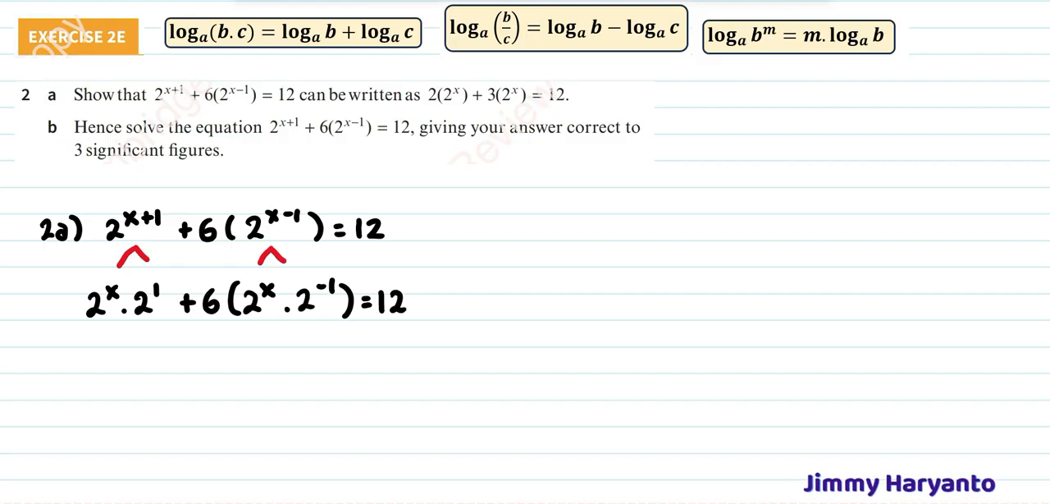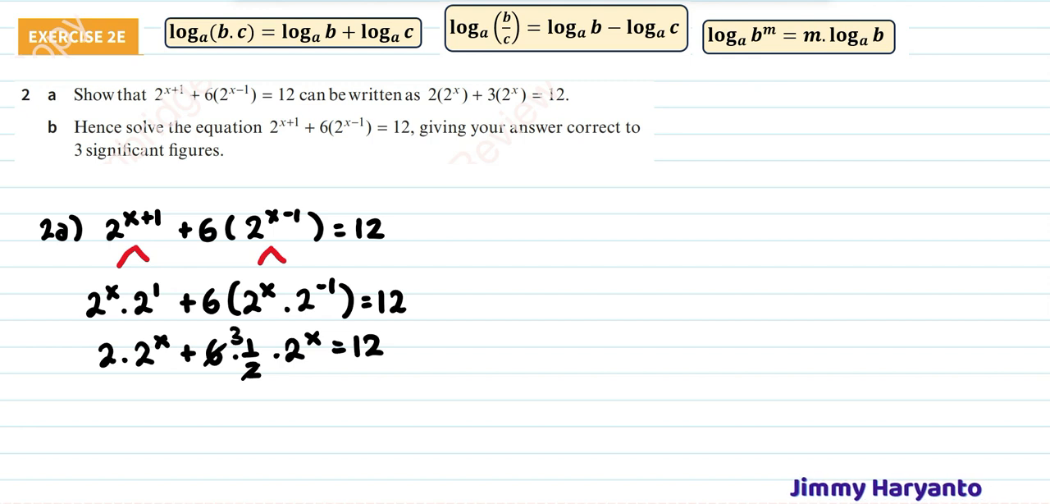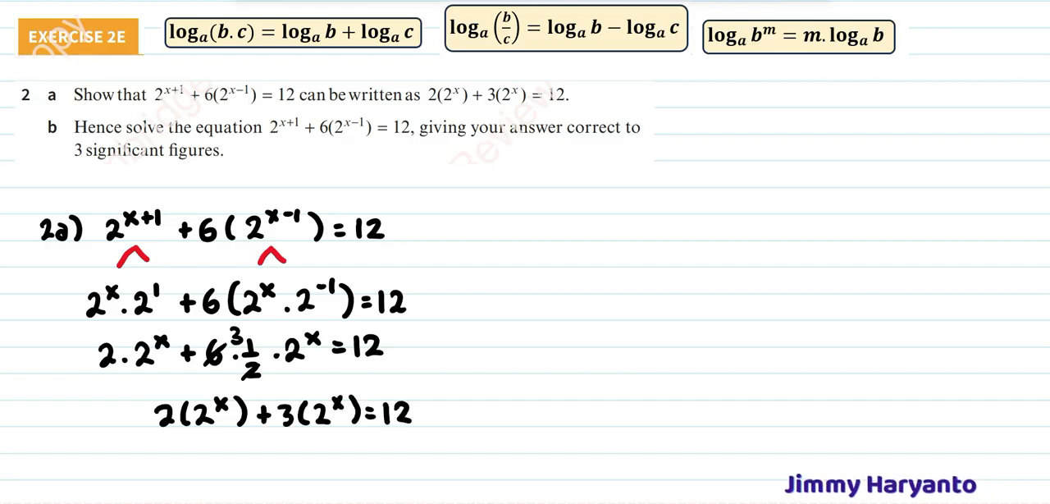And then this one will become 2 times 2 to the power of x plus 6 times, 2 to the power of negative 1 is half, times 2 to the power of x equals 12. This 6 times a half can be reduced to 3, so I will have 2 times 2 to the power of x plus 3 times 2 to the power of x equals 12, and we have already shown it.